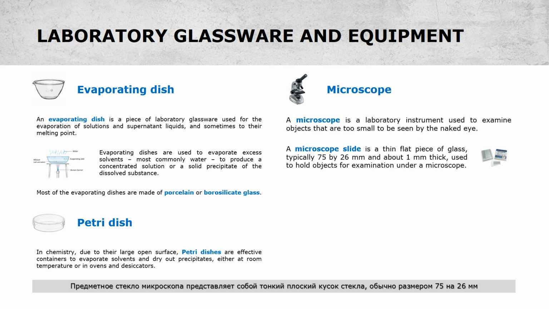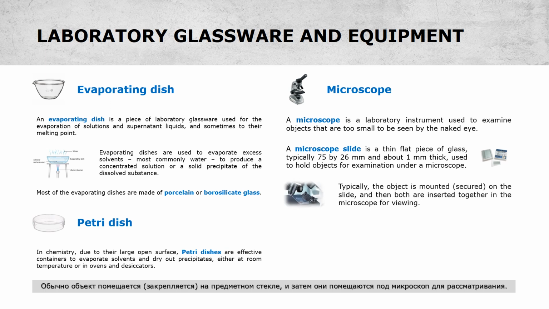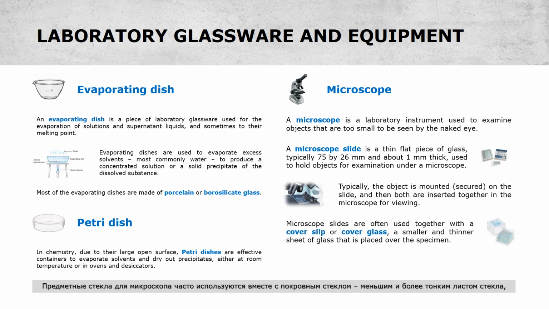A microscope slide is a thin flat piece of glass, typically 75 by 26 mm and about 1 mm thick, used to hold objects for examination under a microscope. Typically, the object is mounted, secured, on the slide, and then both are inserted together in the microscope for viewing. Microscope slides are often used together with a cover slip or cover glass, a smaller and thinner sheet of glass that is placed over the specimen.